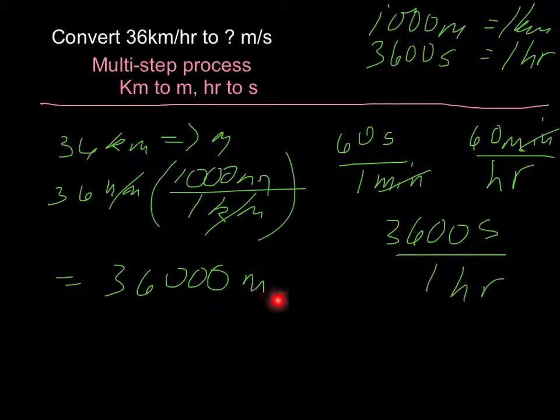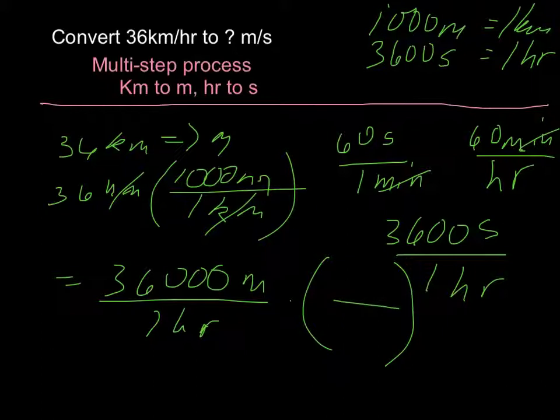Okay, now I got to go from the hours. So this is 36,000 meters, and actually we should put per hour. We haven't converted that yet. So what do we have to multiply by? 1, right? But notice the hours are in the bottom. So you need an hour on top. What goes on the bottom? 3,600 seconds. Okay, so this one I made especially pretty. Comes out even.